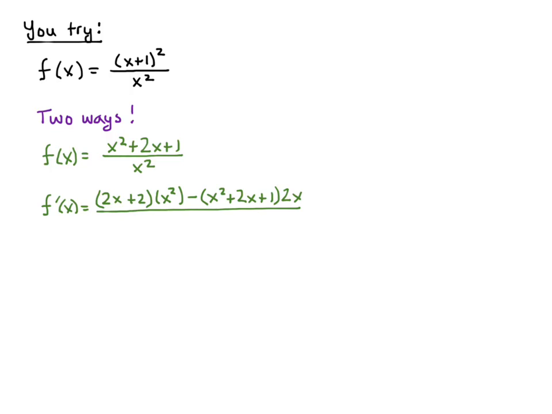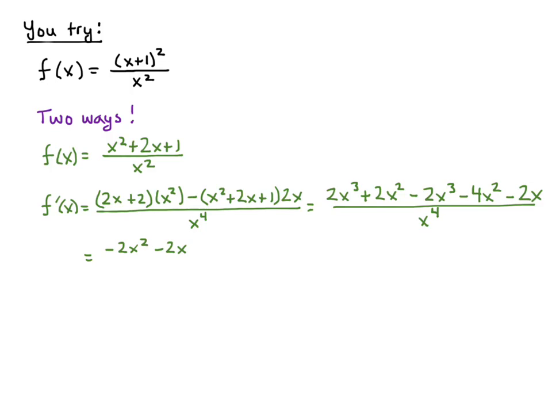Take the derivative of the numerator times the denominator. Take the numerator times the derivative of the denominator. Take the difference, and then we square the denominator. Okay, and then we're going to expand it. Collect all the terms, factor out an x. You did it. Excellent, right? This is one way to do it.